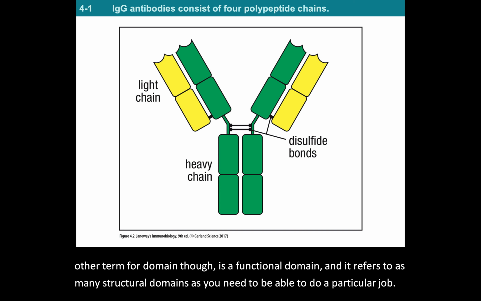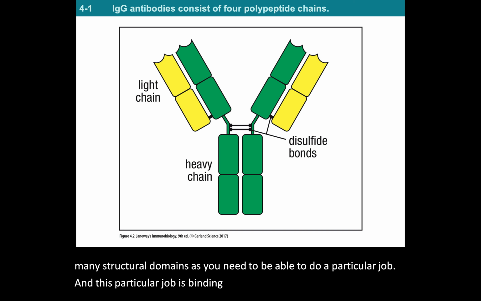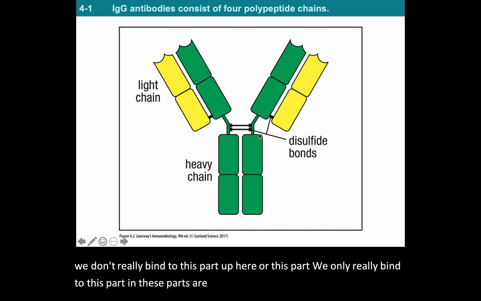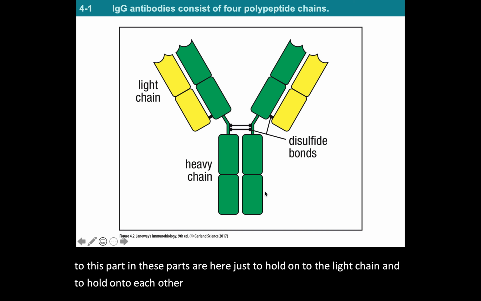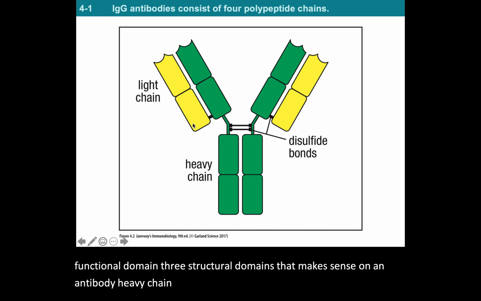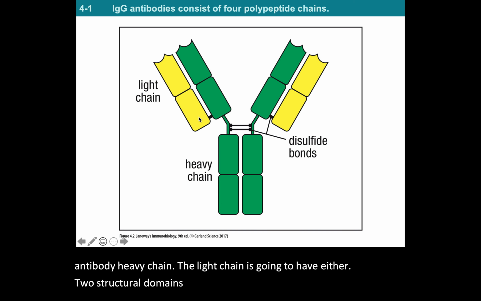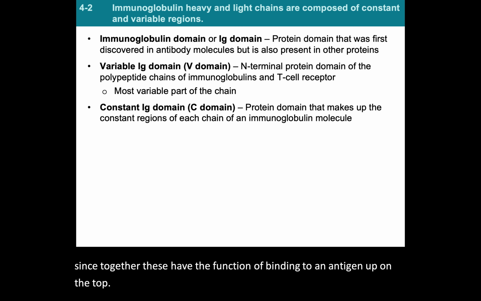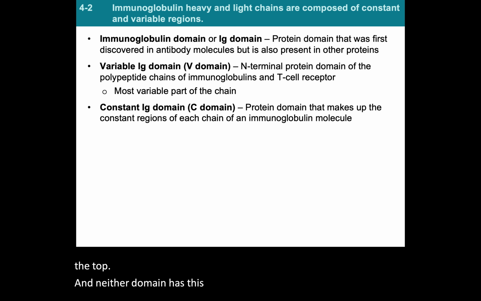This particular job is binding to immune cells. For that, we don't really bind to this part up here or this part. We only really bind to this part. And these parts are here just to hold on to the light chain and to each other, more or less. So you could say there's 1 functional domain and 3 structural domains on an antibody heavy chain. The light chain is going to have 2 structural domains, or you could say 1 functional domain, since together these have the function of binding to an antigen up on the top. And neither domain has this full function by itself.